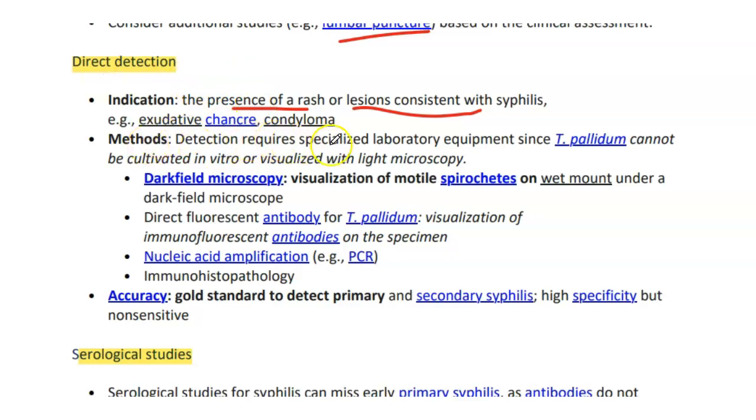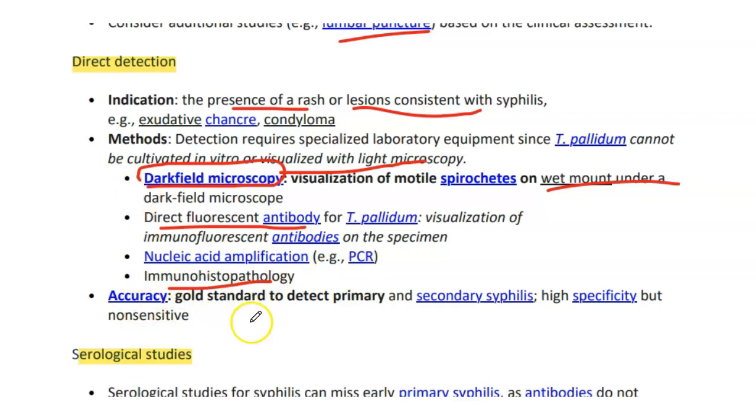Method. Detection requires specialized lab equipment since T. pallidum cannot be cultivated in vitro or visualized with light microscopy. For this we have dark field microscopy for direct detection, which is visualization of the motile spirochete on wet mount under a dark field microscope. Then we have the direct fluorescent antibody test for Treponema, which is visualization of immunofluorescent antibody, and then we have PCR and immunohistopathology.